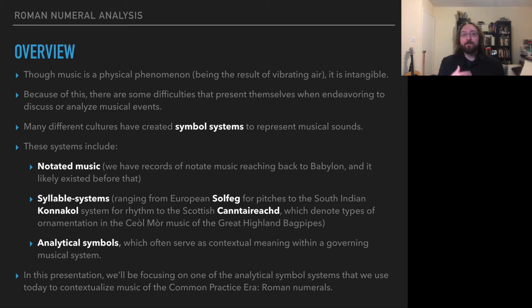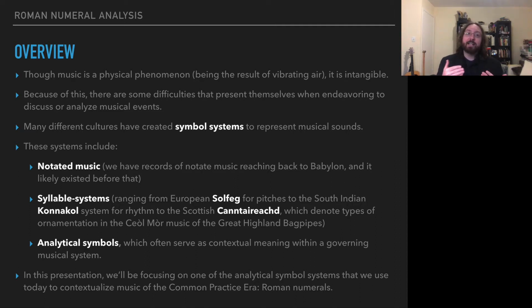So one way that we can convey meaning to each other is through symbol systems. And different cultures have created a variety of different symbol systems to represent musical sounds. These systems, of course, include notated music. We have records of this reaching back to Babylon, and it likely existed even before that. There are also syllable systems. This ranges from the European solfege style of do, re, mi, fa, sol, la, ti, do, to the South Indian konnakol system for rhythm, to the Scottish canntaireachd, which denotes types of ornamentation used in the ceòl mòr, or big music, of the Great Highland bagpipes.